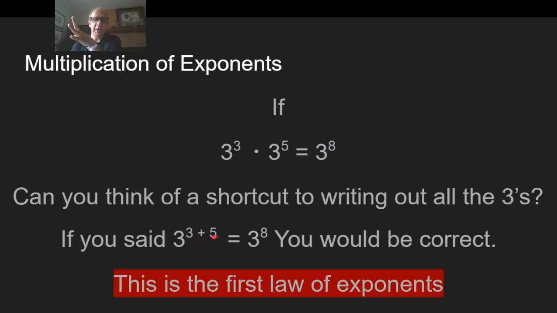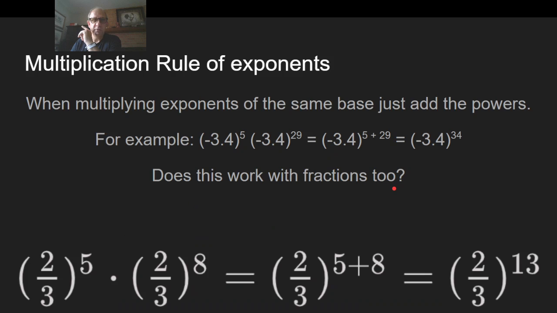Is there a shortcut to writing out all these 3's? Yes. Instead of writing out all the 3's and counting them, I can just say I'm adding the exponent, the power for each one. The power in my exponents. So my first exponent was 3, my second was 5. I add them together, and I got 8. This is the first law of exponents.